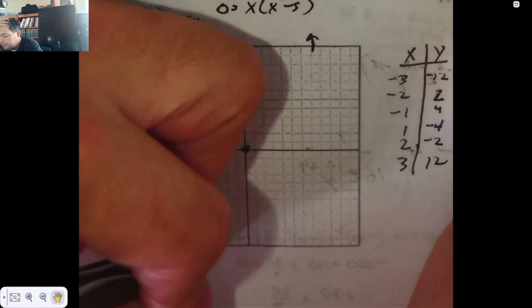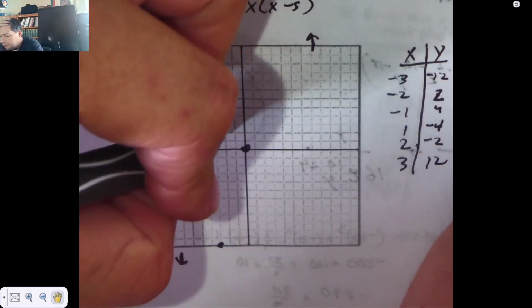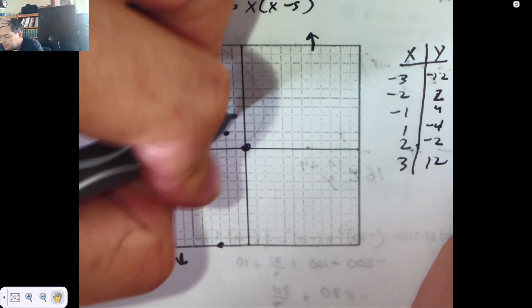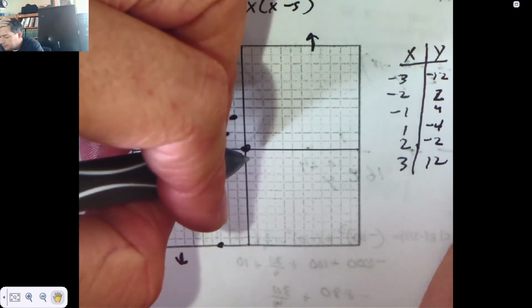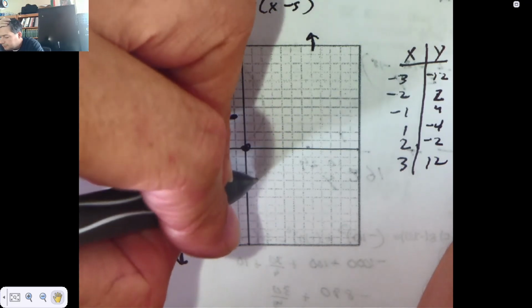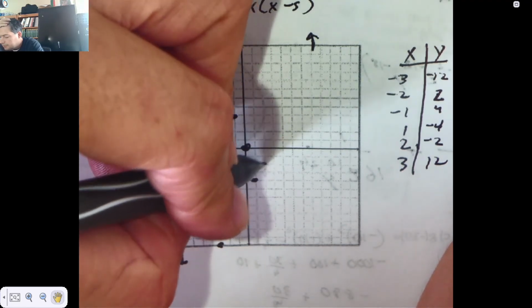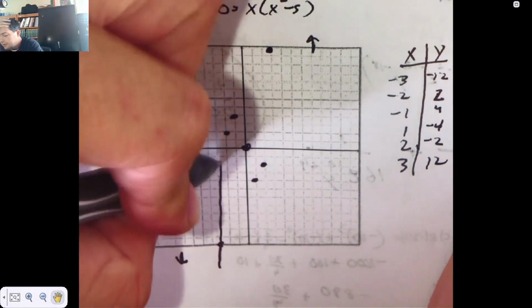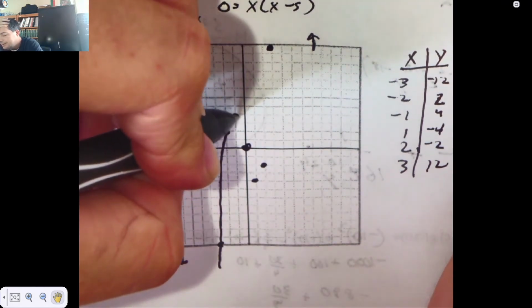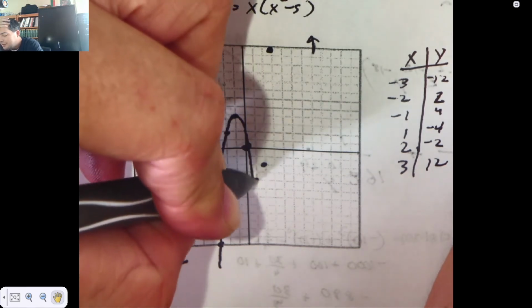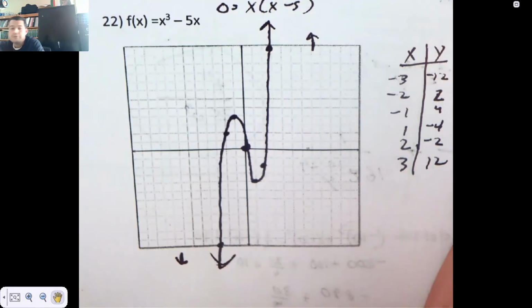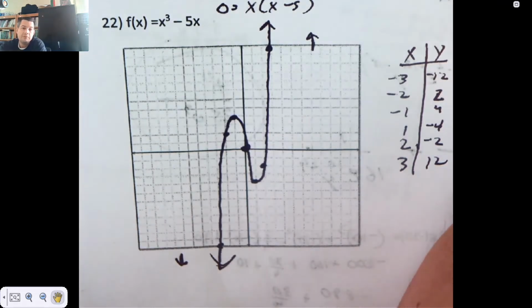So back 3 down 12, that was expected. Back 2 rise 2. Back 1 rise 4, 0, 0. To the right 1 fall 4. To the right 2 fall 2. To the right 3 rise 12. There's my dots. Connect said dots in a nice smooth manner as I move from left to right. And that's what the graph looks like. It's not hard to do. It's really not.